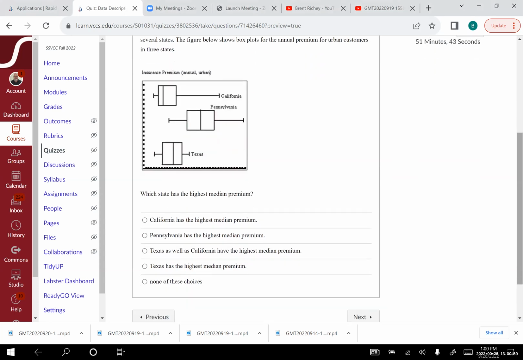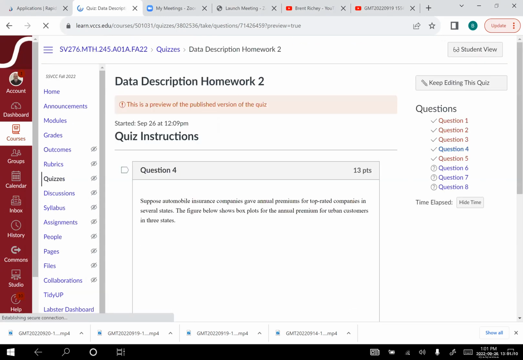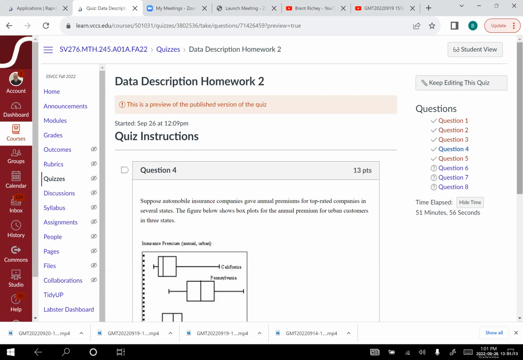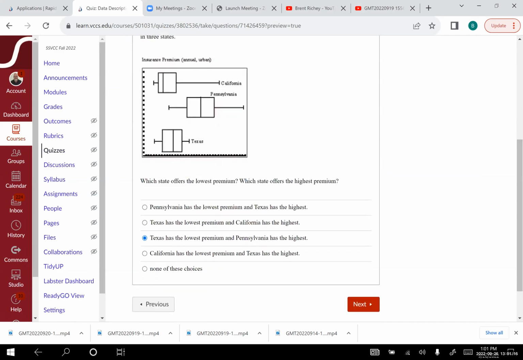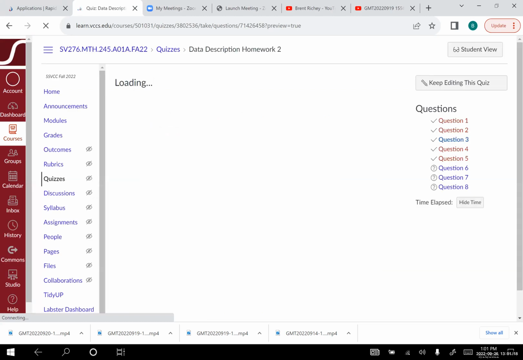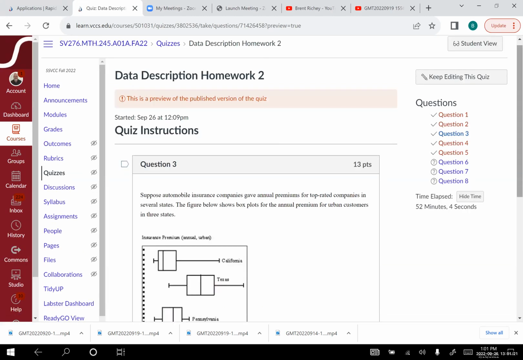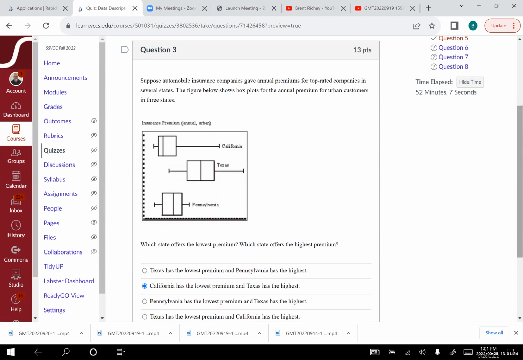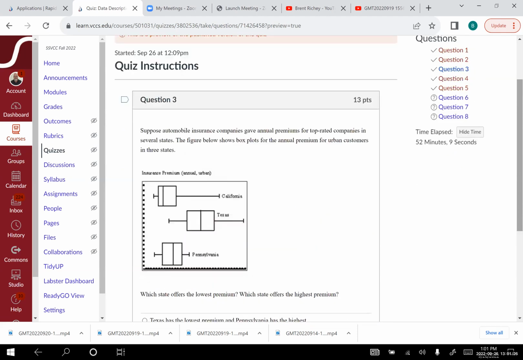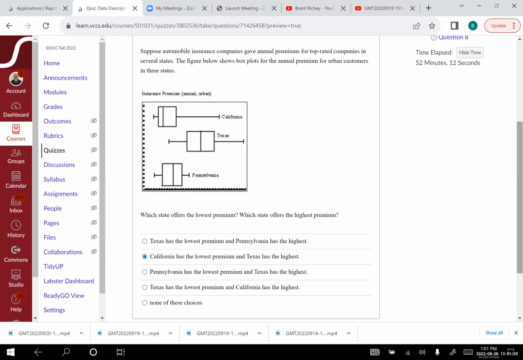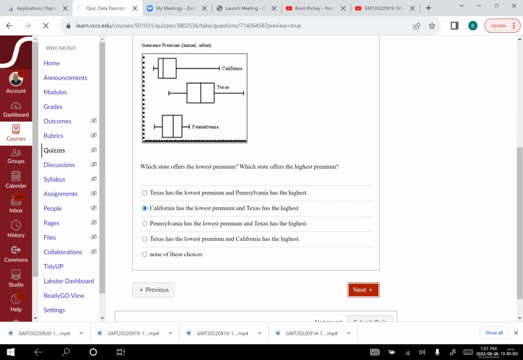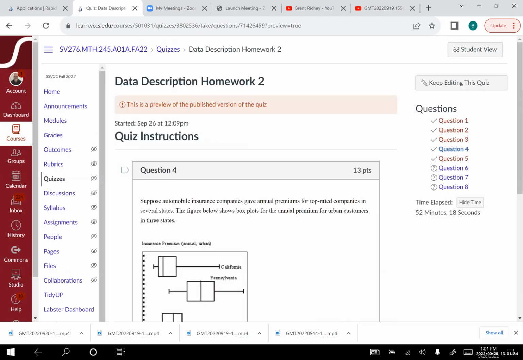Did you mean to skip question 4? I did not mean to skip question 4, so I'll go back. Did I skip one? No, he didn't skip it. We didn't do 3. Number 4 is Texas is the lowest, Pennsylvania is the highest. Oh, 3 was the one he has to go back and look at. Can you go back to 4? I can just take a picture of it. Be careful taking a picture, Alexis, because I'm going to show you the questions with the answers in.